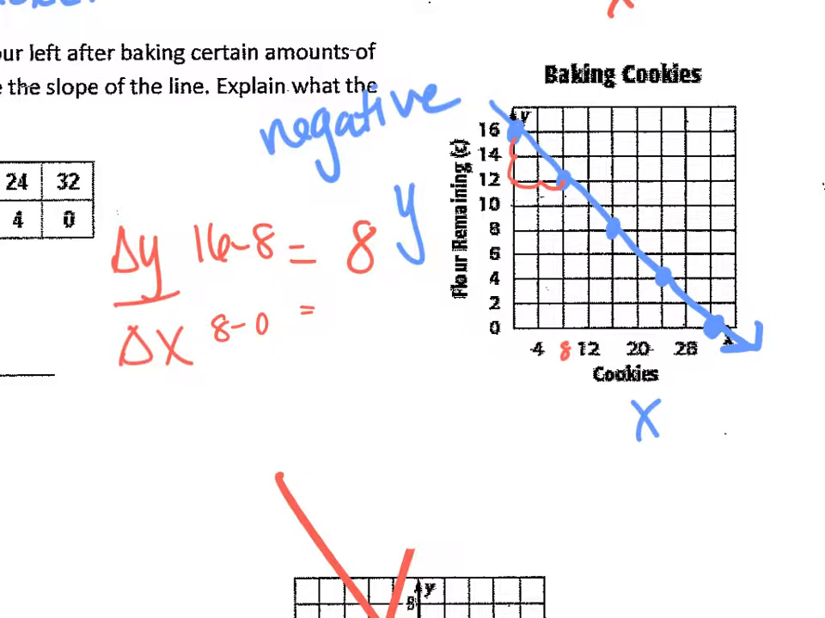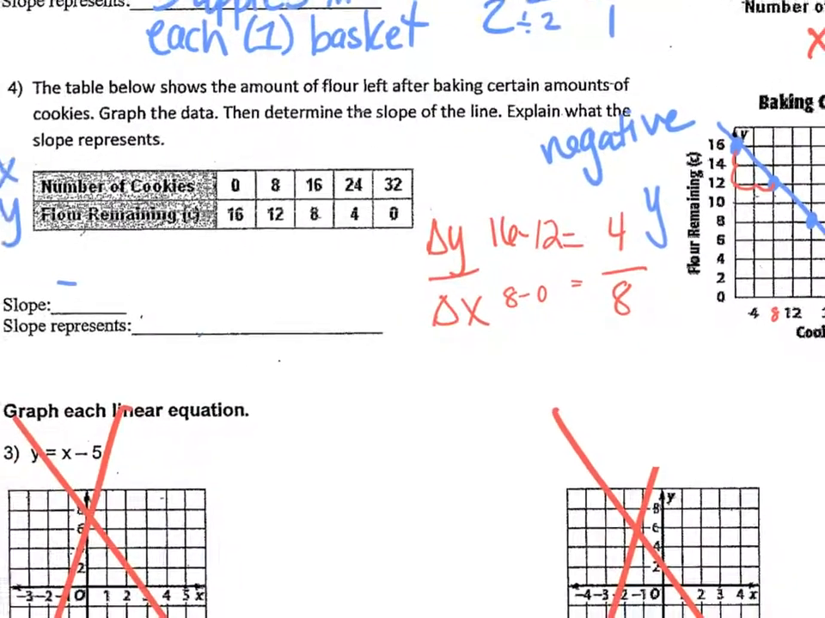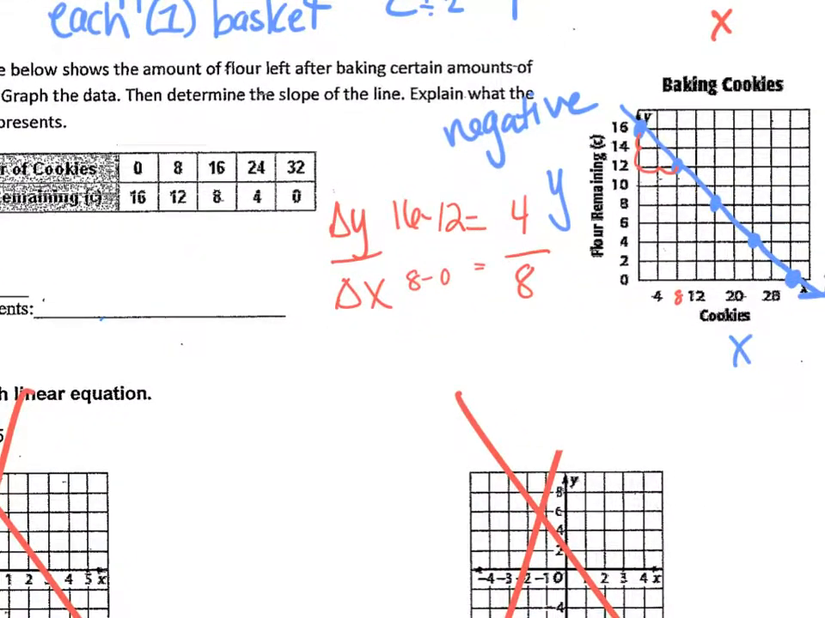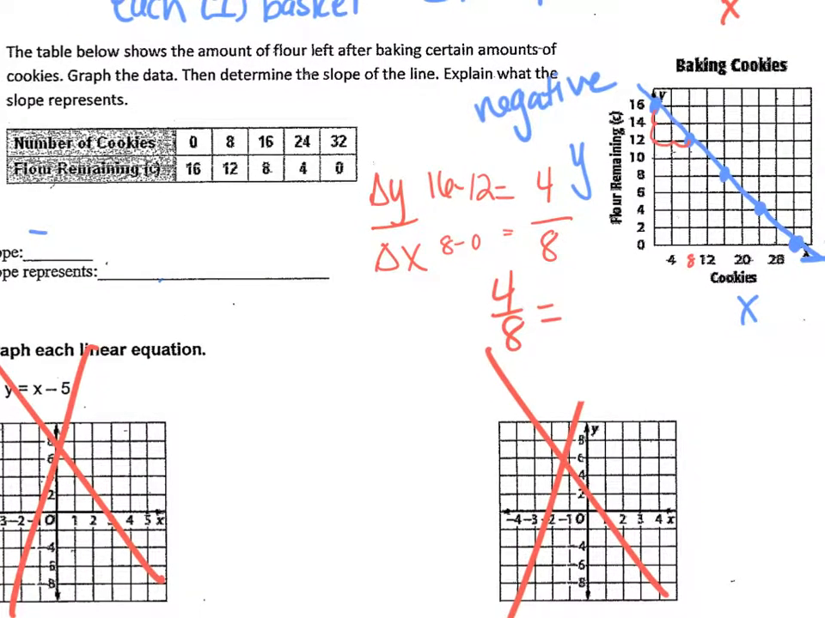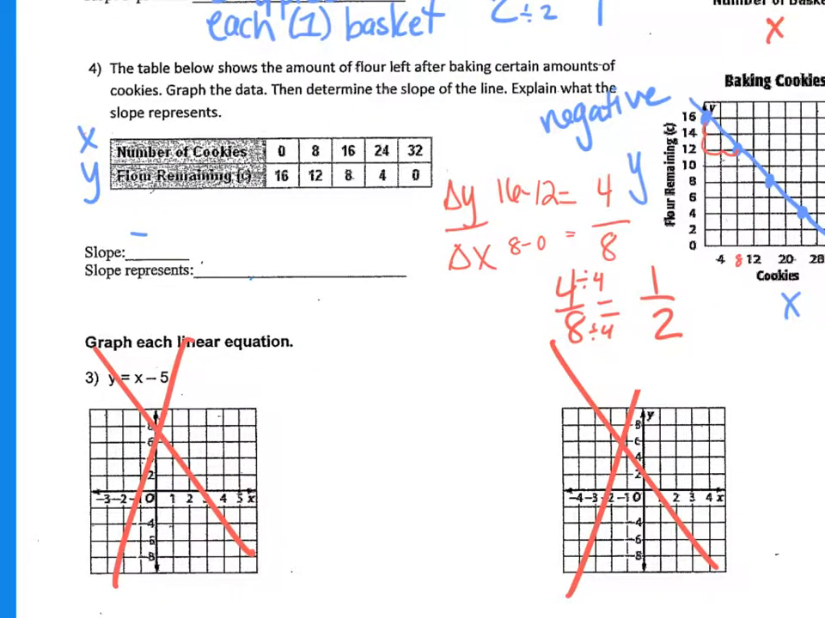16 minus 12 is what I meant to put. 16 minus 12, which is 4. And then 8 minus 0 is 8. Sorry, that's what I had. So 4 over 8 can reduce to be what? They can both be divided by 4, so that's 1 over 2, not 2 over 1. Okay? So my slope is negative 1/2.